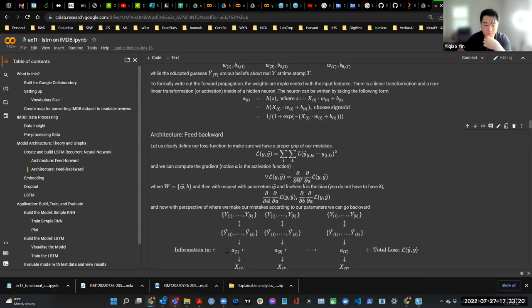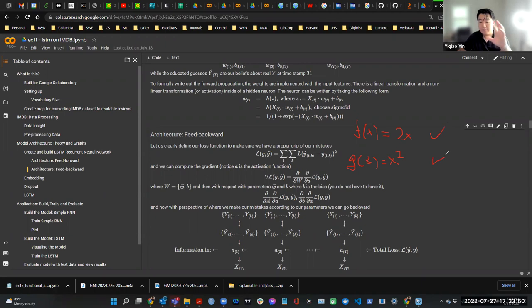If I give you some function, let's keep things simple. Let's say f of x is defined as 2x. It's a line. And then let's say g of z, let's make it a little more complicated, is z squared. I define these two functions, very simple. Now I'm going to plug f inside of g. So I'm going to write g of f of x. What is this going to equal?